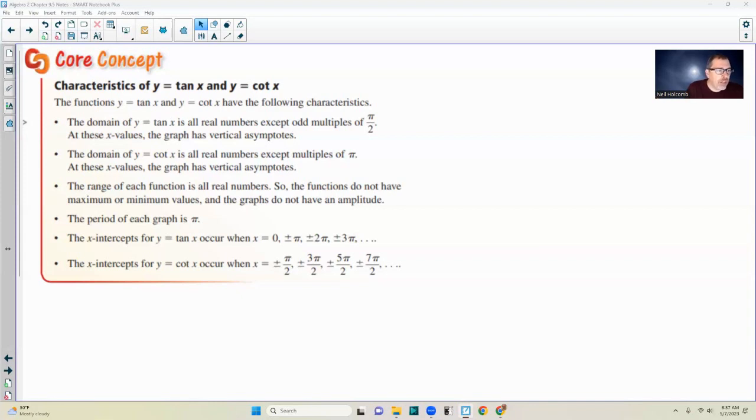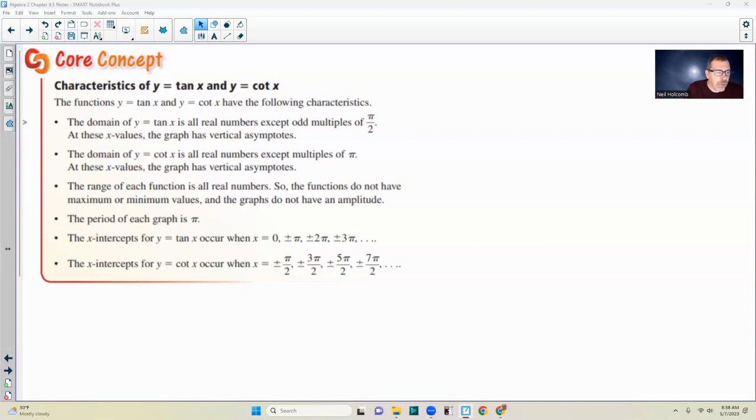The domain of y equals cotangent x is all real numbers except multiples of pi. So pi, 2 pi, 3 pi, 4 pi, positive and negative. And again, vertical asymptotes occur at those locations. The range of each function is all real numbers, so there are no horizontal asymptotes. It's continuous from negative infinity to positive infinity, going from down to up or up to down, if you will, the y values. So the functions do not have a maximum or a minimum, and they do not have an amplitude. The period of each graph is pi.